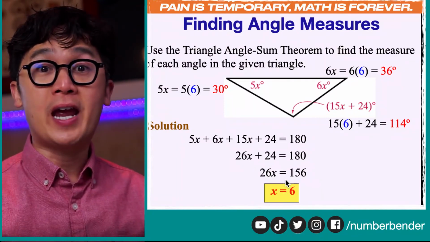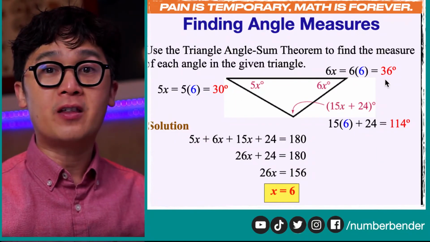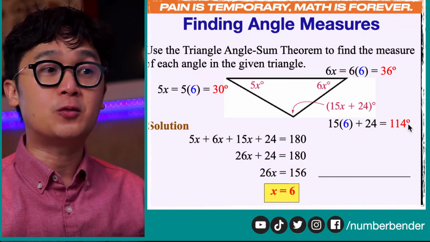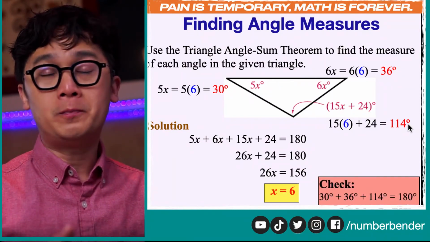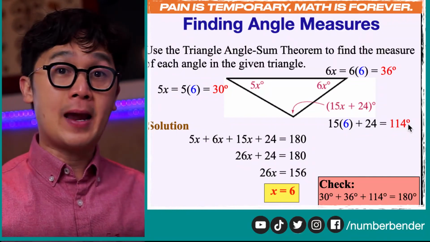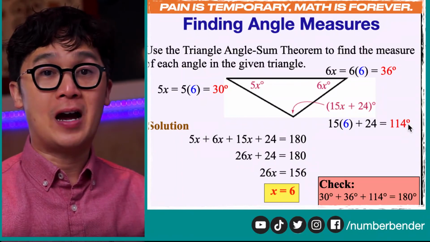And if we want to check if our calculation is correct, we know that if we add 30, 36, and 114, it should equal 180 degrees, which is true in our solution. So this is how we use the theorem and algebra to solve for the missing angles of our triangle.